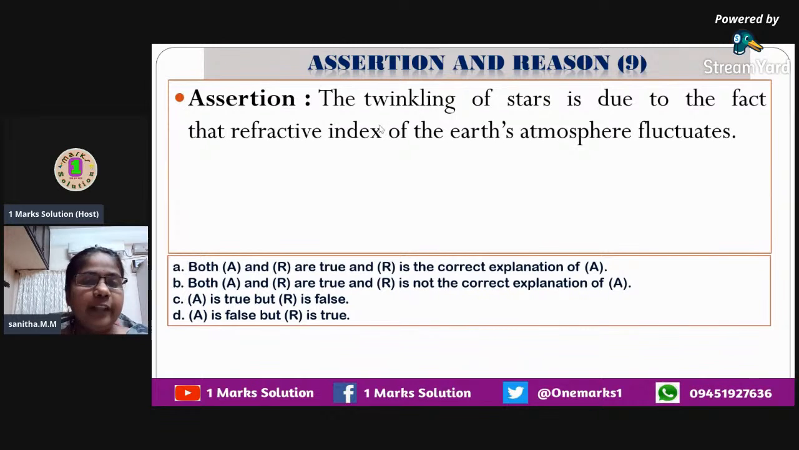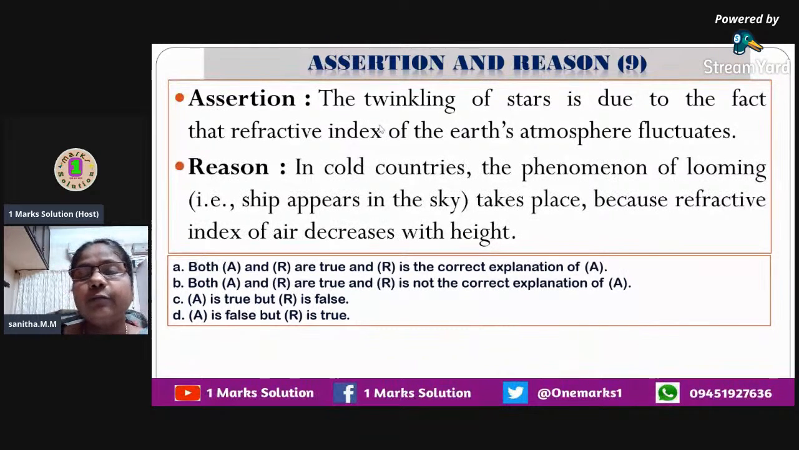Now we can go for the next one. Twinkling of stars. What do you mean by twinkling? You know that, isn't it? It is due to the fact that the refractive index of the Earth's atmosphere fluctuates, right? That is correct. It fluctuates depending on the content and also on the temperature. It will be different. In cold countries, the phenomenon of looming, you know what is meant by the phenomenon of looming, isn't it?